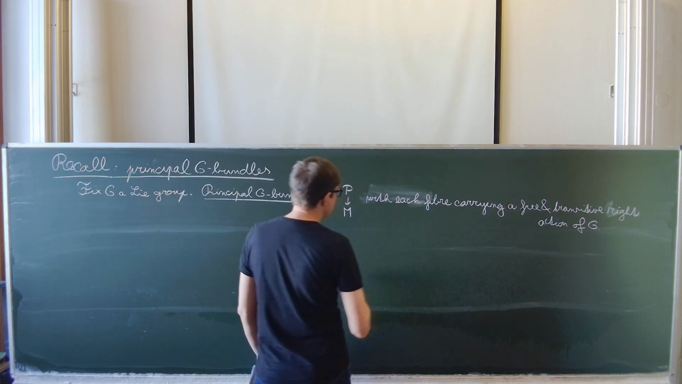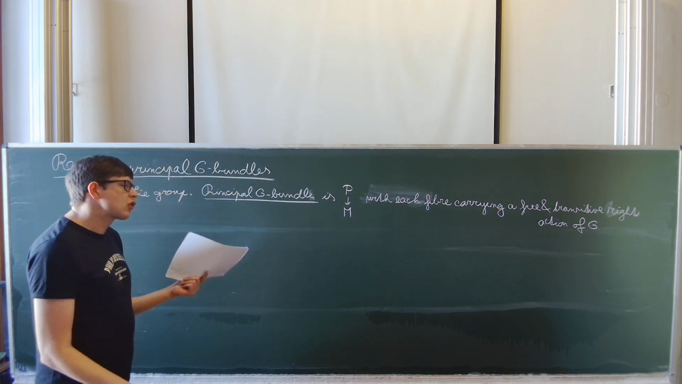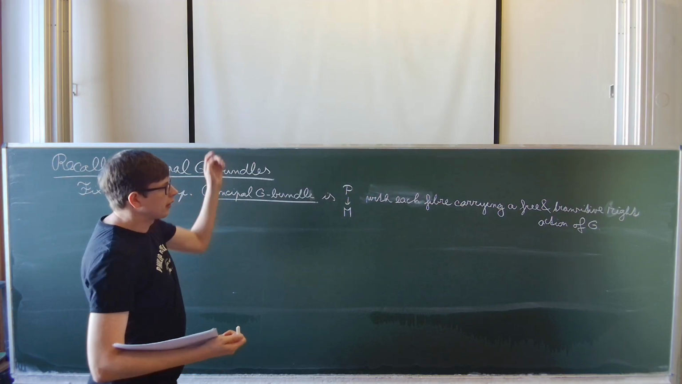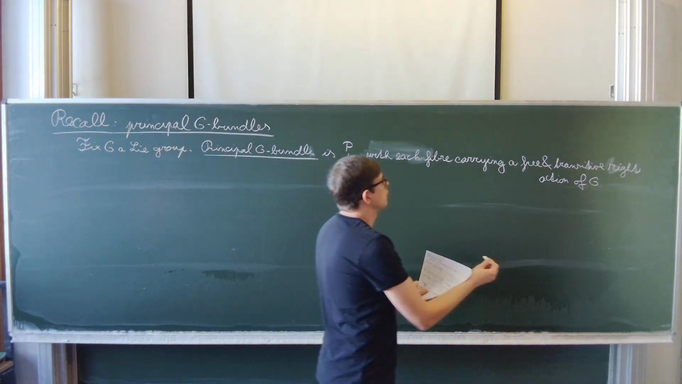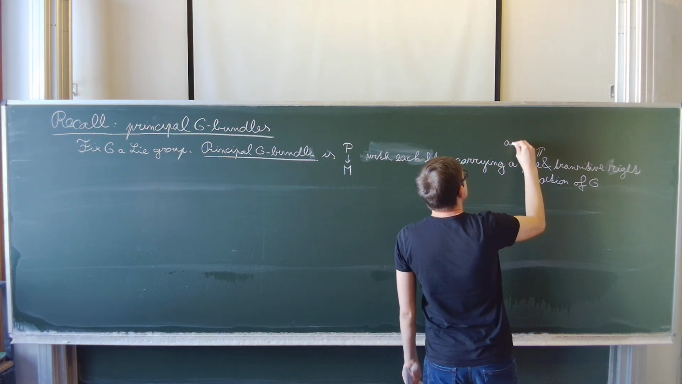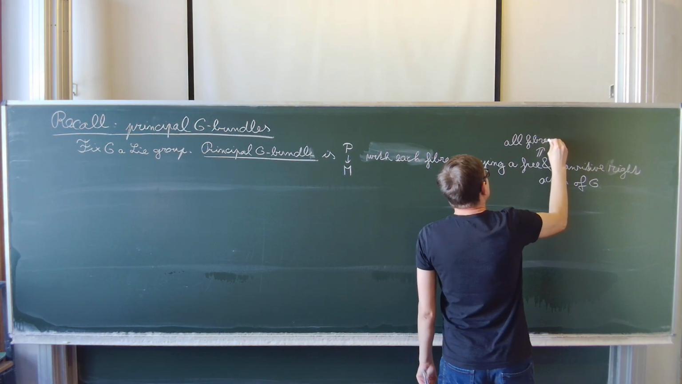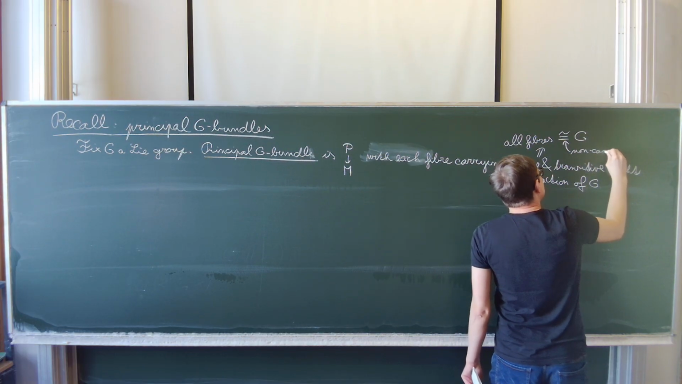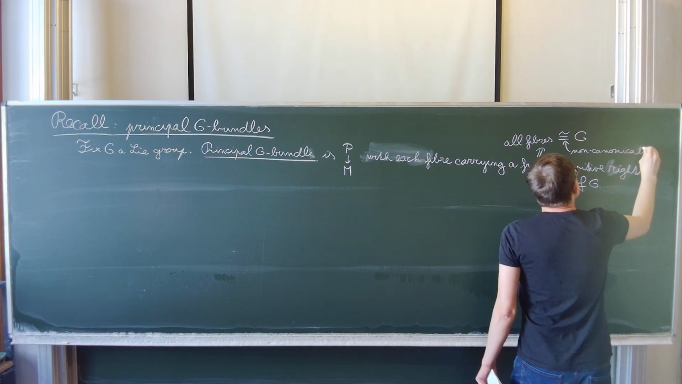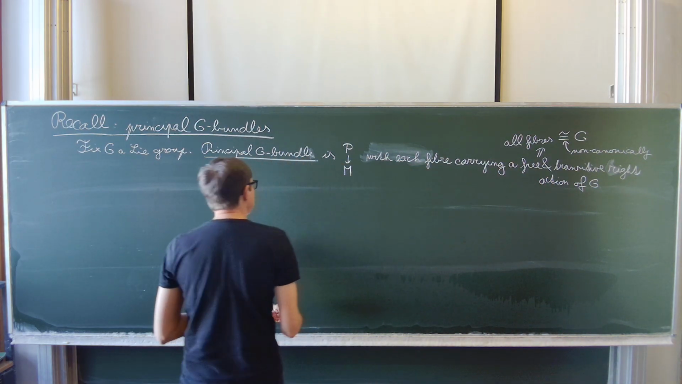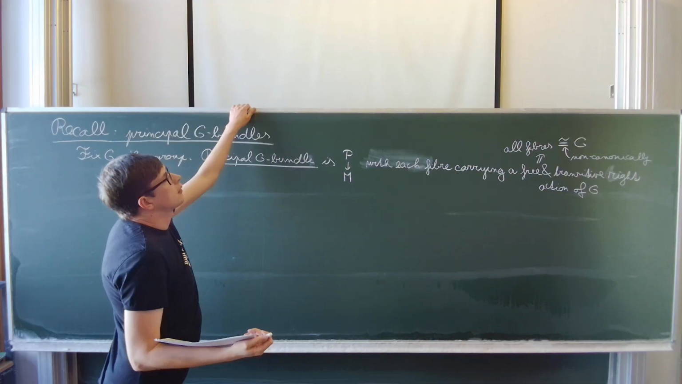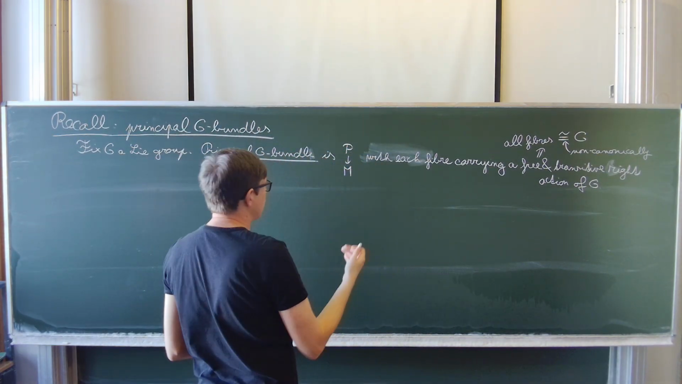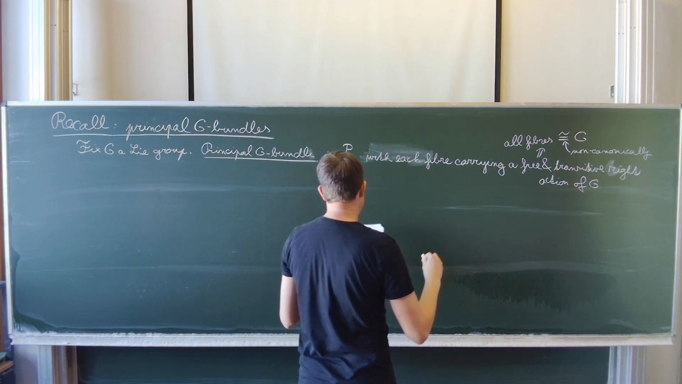Okay, so free and transitive means that actually all these fibers are just copies of G, except non-canonically so. All fibers are G, but non-canonically. So we can't just say that it's G itself, because we don't know where the unit would be. But yeah, so this is how we should think about it. There are some conditions, but this will be enough for us.